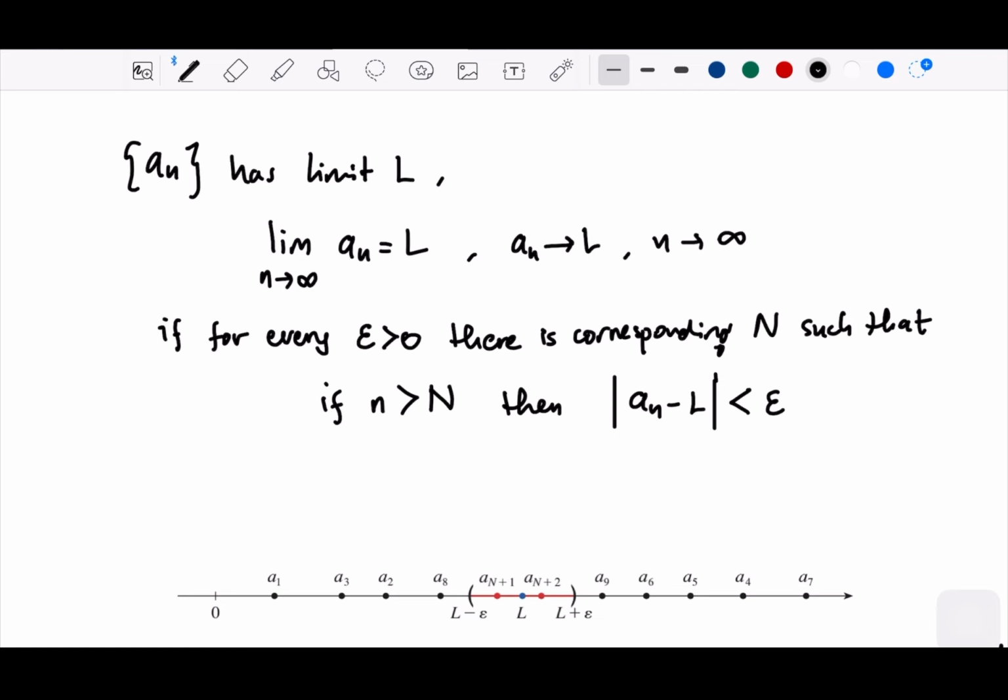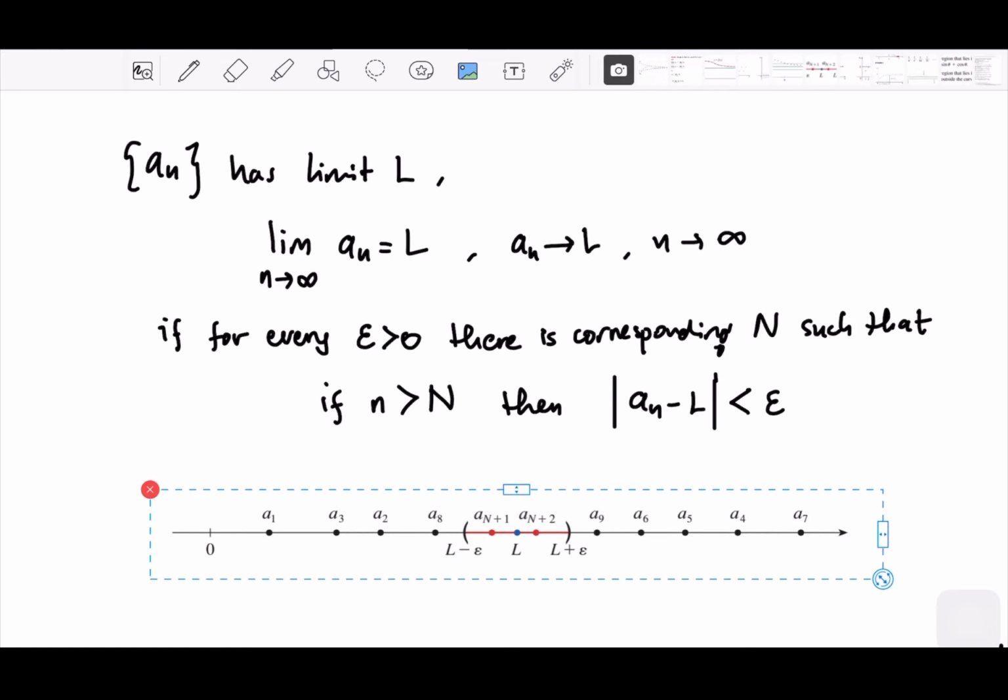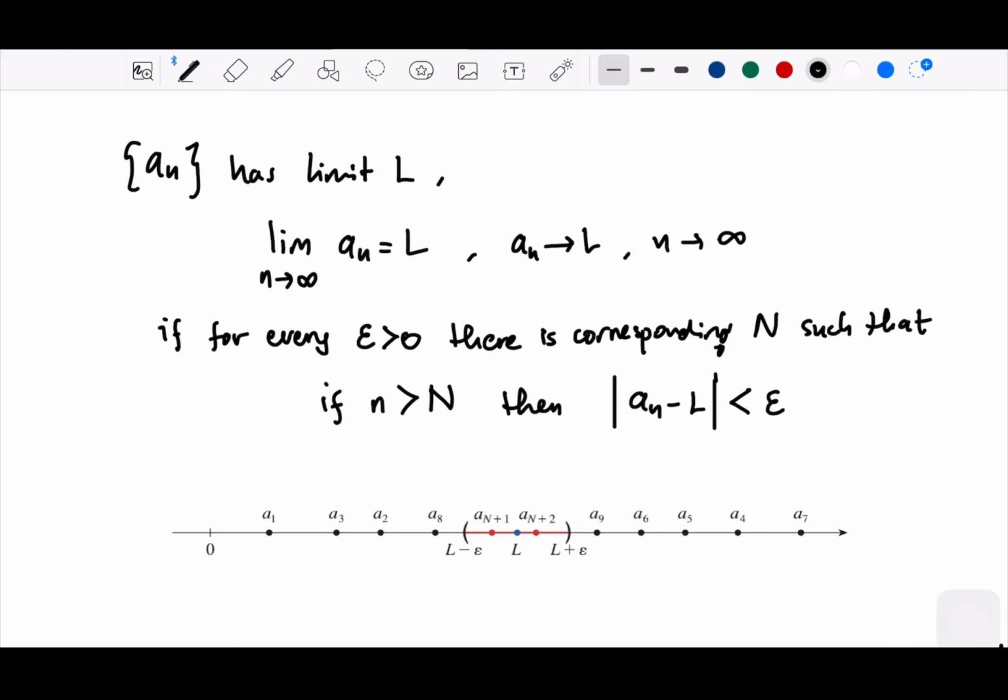And to visualize the L, let's say we have all the terms here, and let's say L is going to be here, and we have the epsilon as the distance between these two, and all the terms beyond this capital N are always in between these two distances. This is how it is going to be defined.